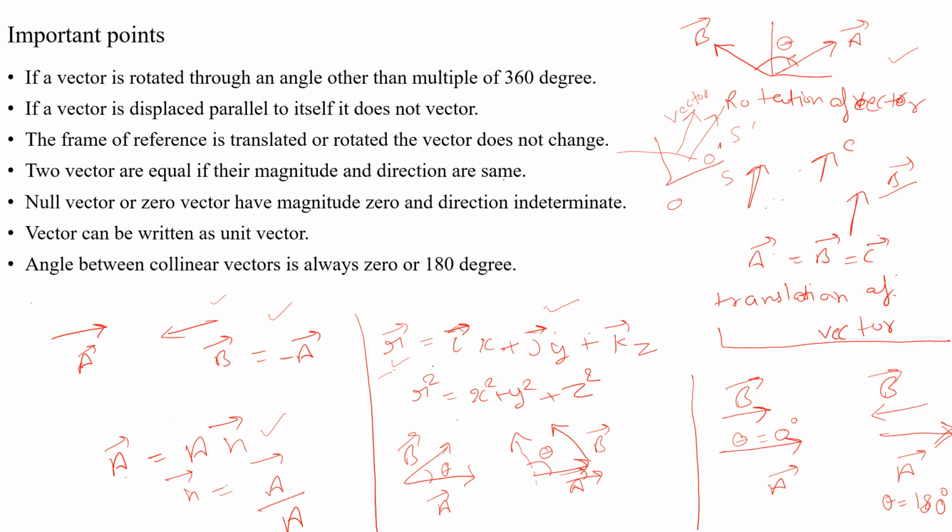Next, the angle between two vectors means the smaller of the two angles between the vectors when they are placed tail to tail by displacing either of the vectors parallel to itself. Next, the angle between collinear vectors is always 0 or 180 degrees.